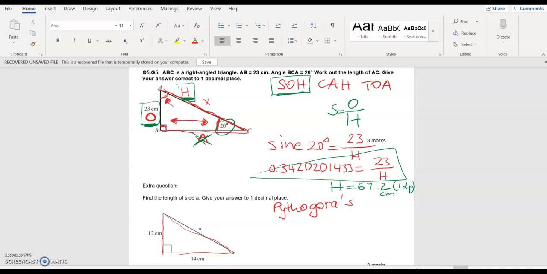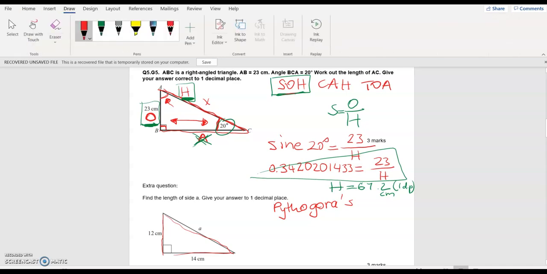To recap, questions about right angle triangles can be done through SOHCAHTOA or Pythagoras. So we have, in the case of SOHCAHTOA, we label the lengths, and based on that, we pick the right ratio, such as SOH, CAH or TOA.